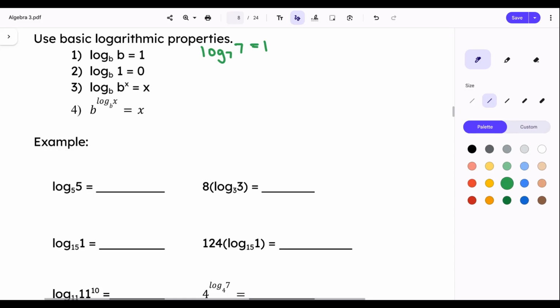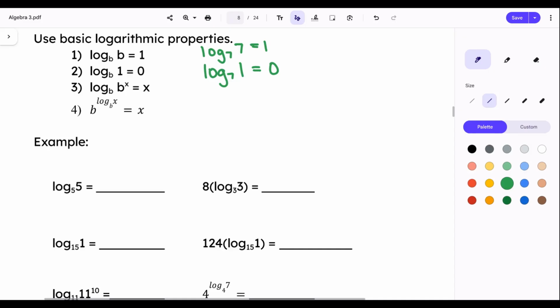Now, if you have something that has log with a base, but it's immediately followed by a 1, the answer is always going to be 0. So it could be log base 7 of 1, that answer is always going to be 0. So no matter what the base number might be, if it's followed by a 1, the answer is always 0.